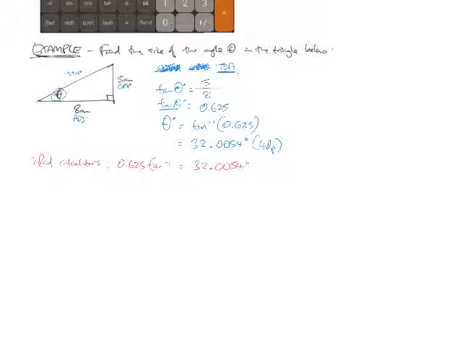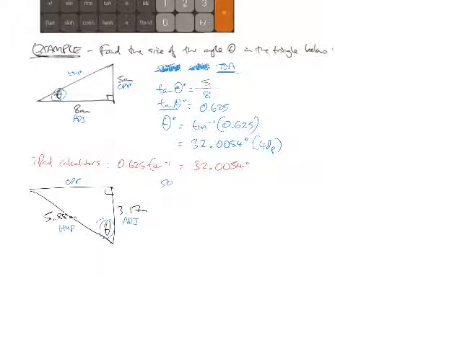Let's try a different one. What about this triangle here? Theta is down there, 3.17 meters, 5.88 meters. Let's label the sides. Theta is there. This is the hypotenuse because it's opposite the right angle. This is adjacent because it's next to the angle of interest, and this is opposite here.